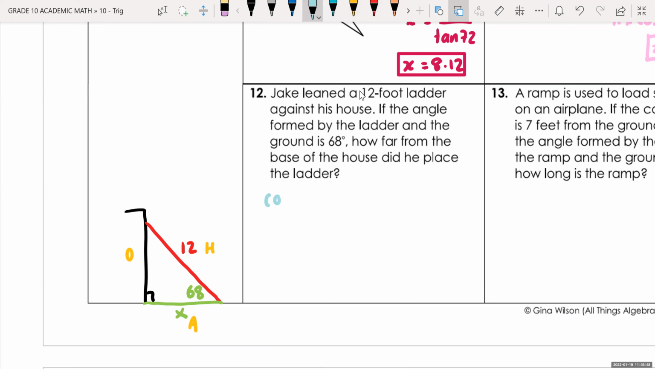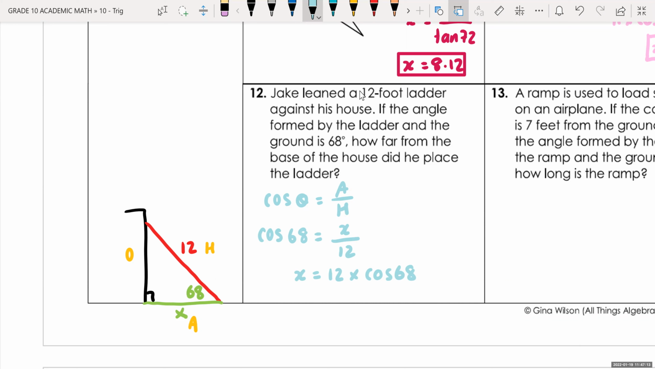Let's do that. So cos theta is equal to adjacent over hypotenuse. We know what the angle is. It's 68. So it's going to be cos 68 is equal to x over 12. We've done this question a million times now, so you should be really, really comfortable with it. It's just going to be 12 times cos 68. I know sometimes I write it on the left, sometimes I write it on the right. It doesn't matter.